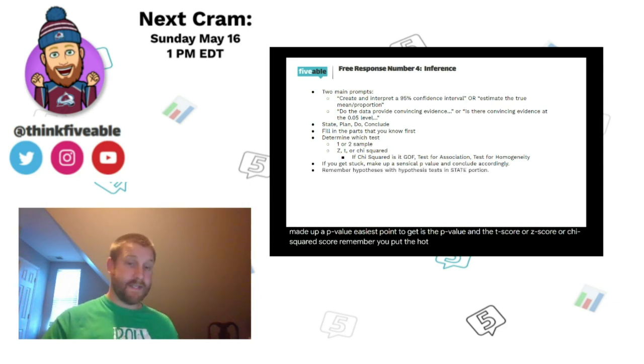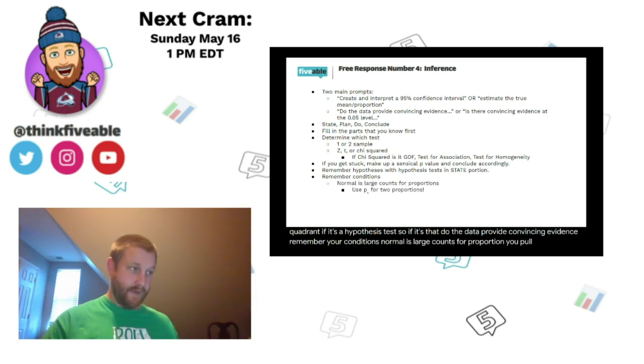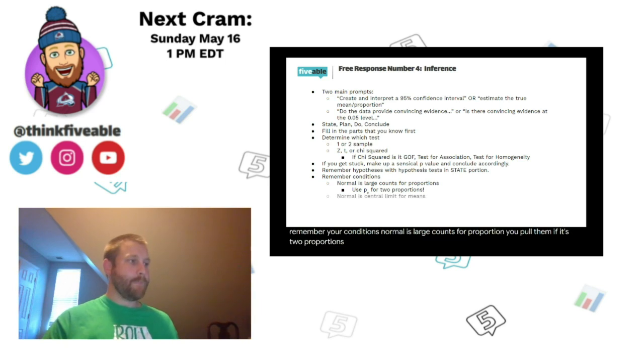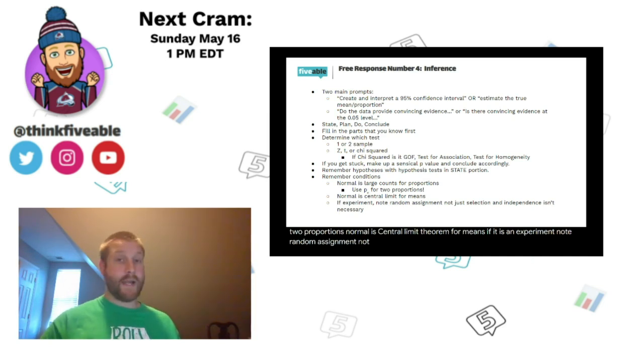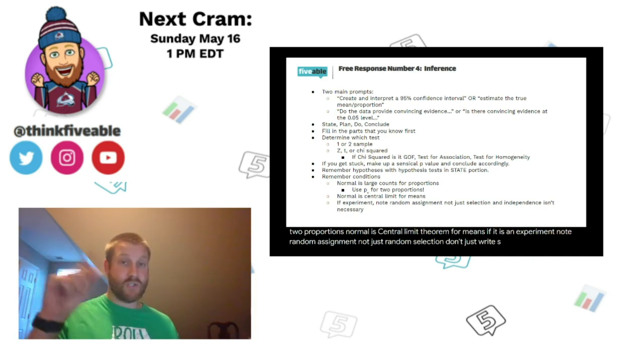Remember, you put the hypothesis in the state position in the first little quadrant if it's a hypothesis test. So if it's that, do the data provide convincing evidence? Remember your conditions. Normal is large counts for proportion. You pool them if it's 2 proportions. Normal is central limit theorem for means. If it is an experiment, note random assignment, not just random selection. Don't just write SRS check.